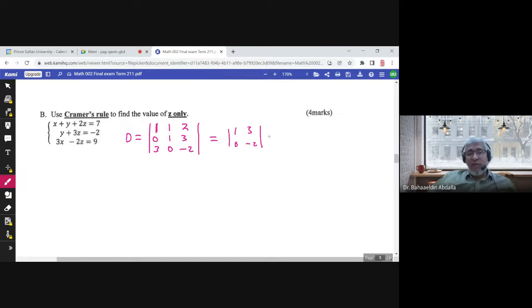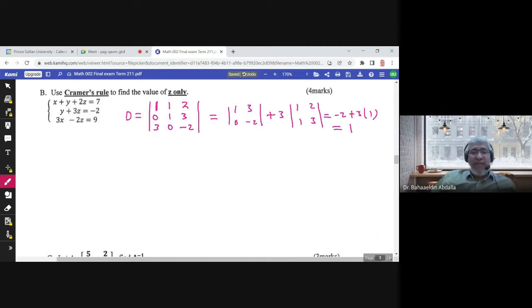So there is then plus 3 times, cancel the row and the column. So I have 1, 2, 1, 3, and I will have the determinant is -2 minus 0, so -2 plus 3 times 3 minus 2. 3 minus 2 is 1. So -2 plus 3 is 1. So D is 1.